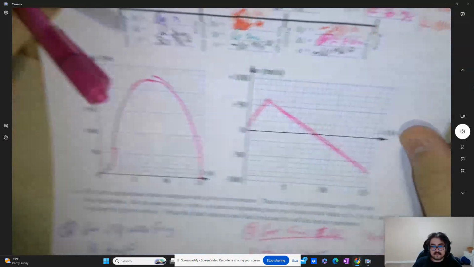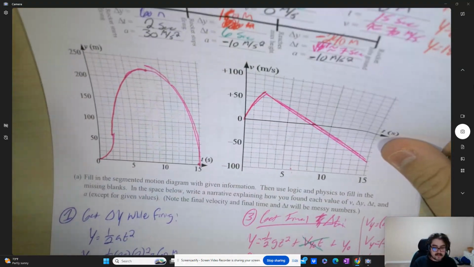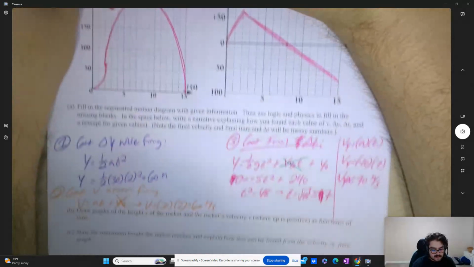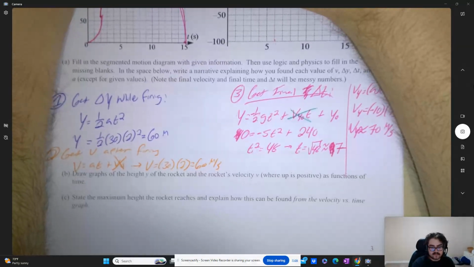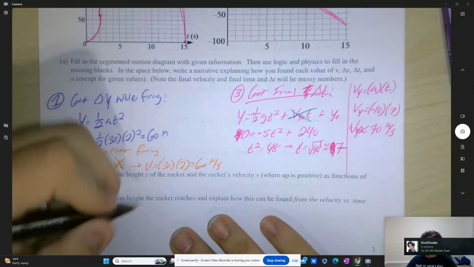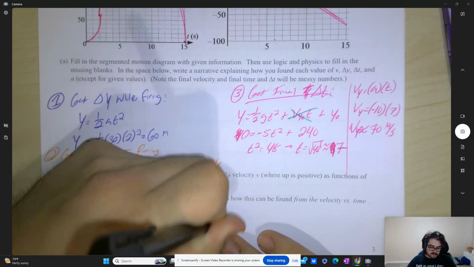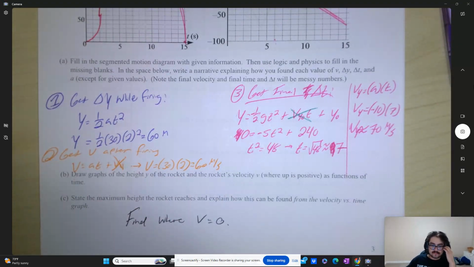So this is how your graph should look. Finally, how do we find the maximum height? And how can we get that from the velocity time graph? All you'd have to do, and this is super, super simple, is find where v is equal to 0. That's it. That's all you gotta do for that.